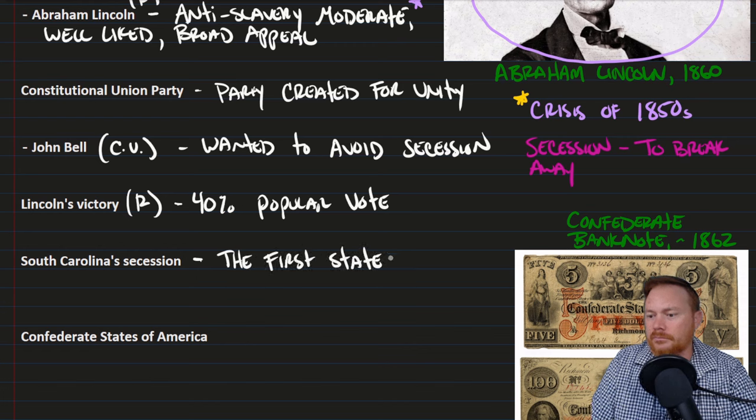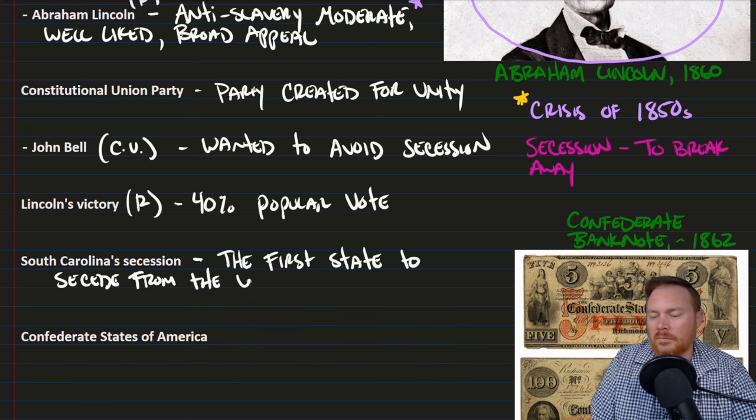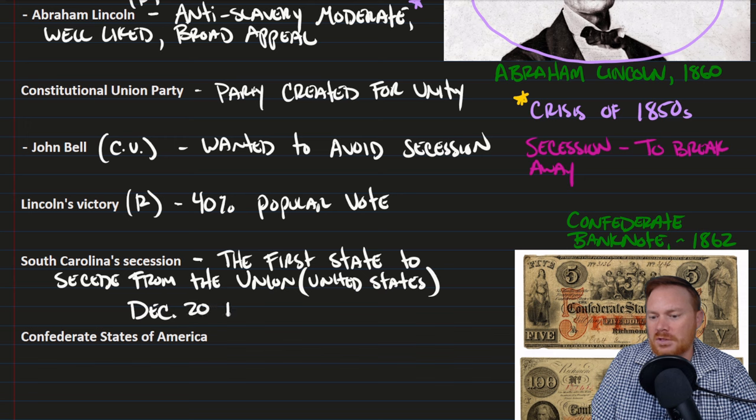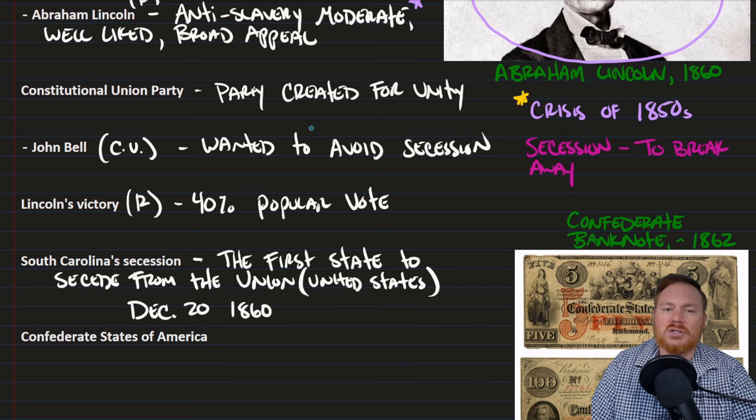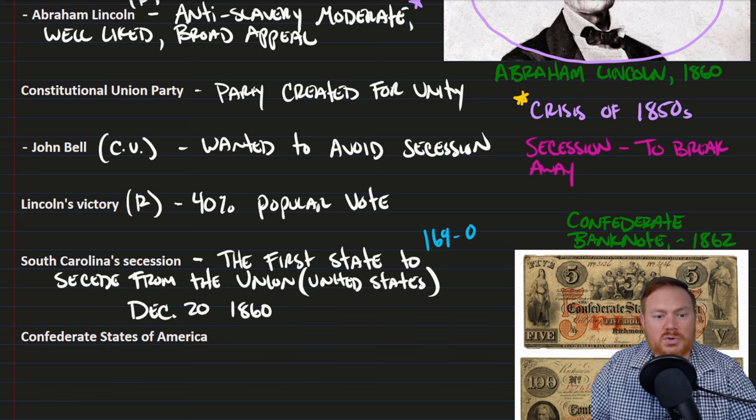So we'll say about South Carolina secession, the first state to secede from the Union. And again, by Union, we just mean United States. And this was on December 20th, I want to say, 1860, right? December 20th, 1860. Now, when South Carolina voted to secede in their state legislature, it was pretty much a slam dunk. The vote was 169-0. Everyone in the South Carolina state legislature decided that secession was the best course of action from this point forward.